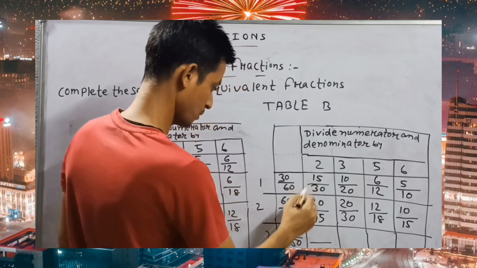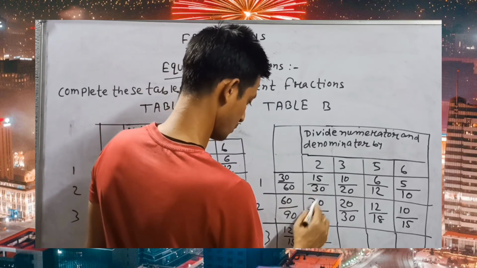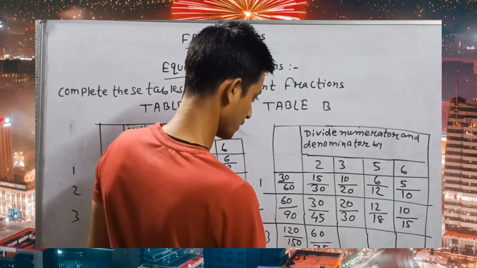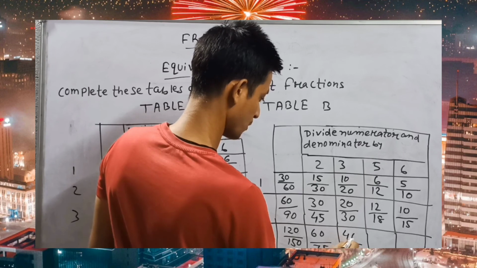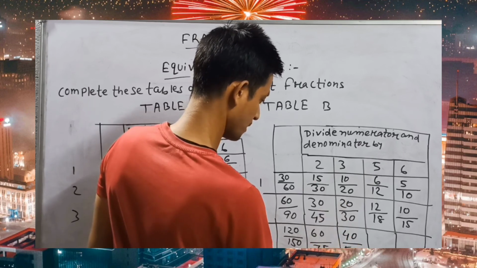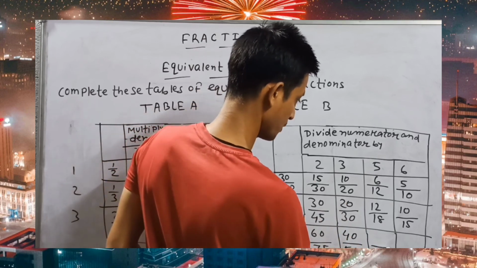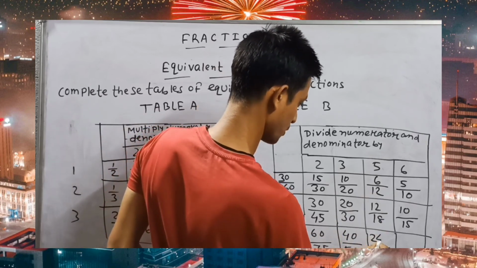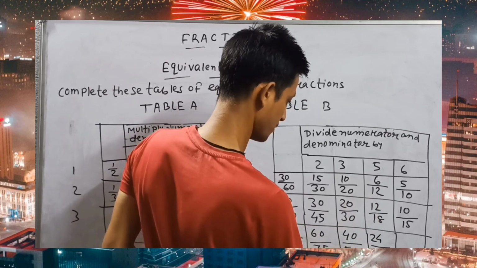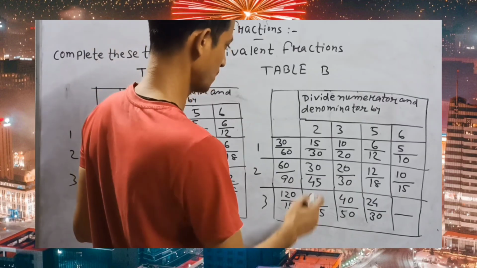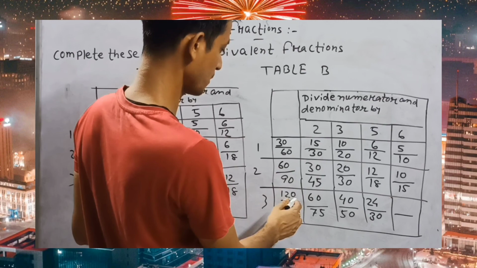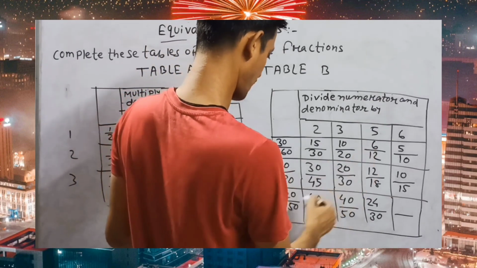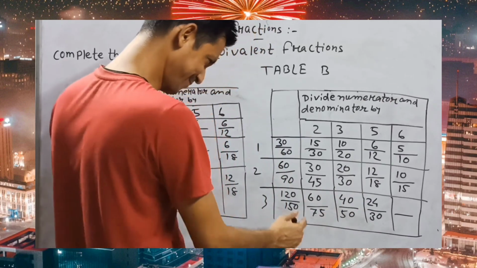Division: 2 6s are 12, 0. 2 7s are 14, carry 1, 10, 2 5s are 10. 3 4s are 12, 0. 3 5s are 15, 0. 5 2s are 10, carry 2, 20, 5 4s are 20. 5 3s are 15, 0. So division, 2 3s are 12, 0. Now 3 4s are 12, 0. 5.